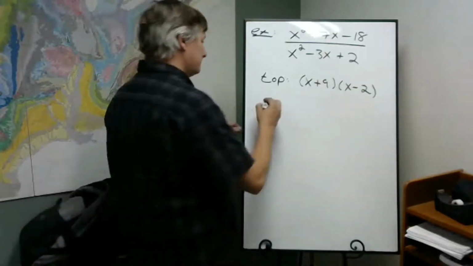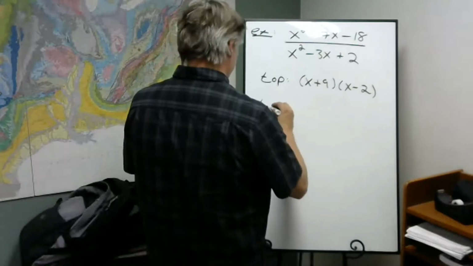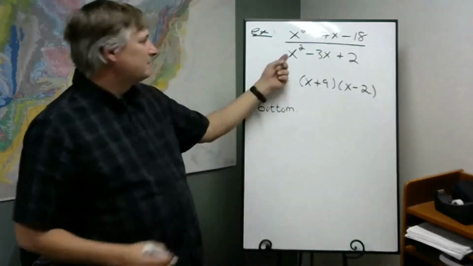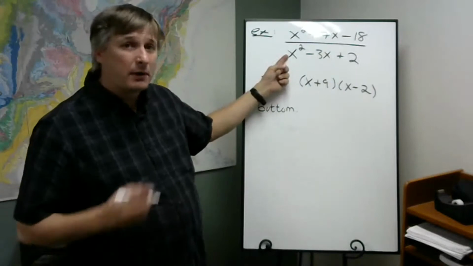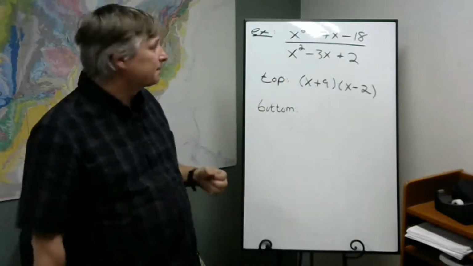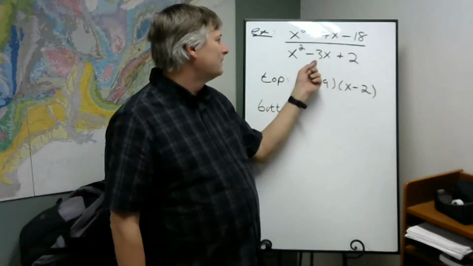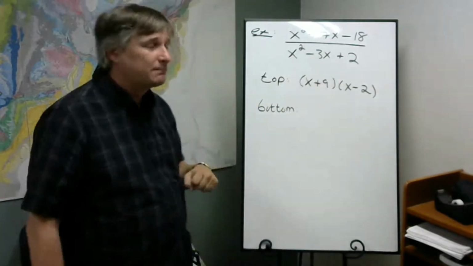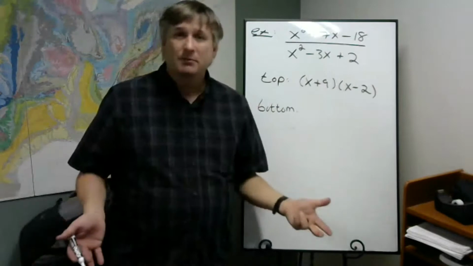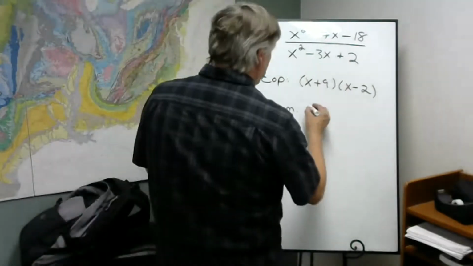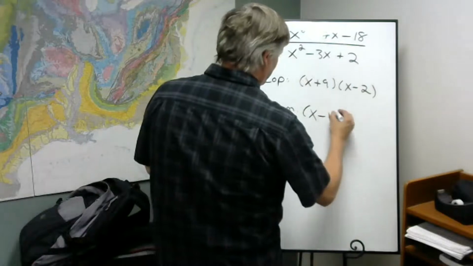Now for the bottom, again, with this invisible 1 in front of the x squared, this will be a guess and check method. So we want two numbers that add up to -3, but multiply to +2. And those two numbers will turn out to be -1 and -2. So the bottom will factor out to this.